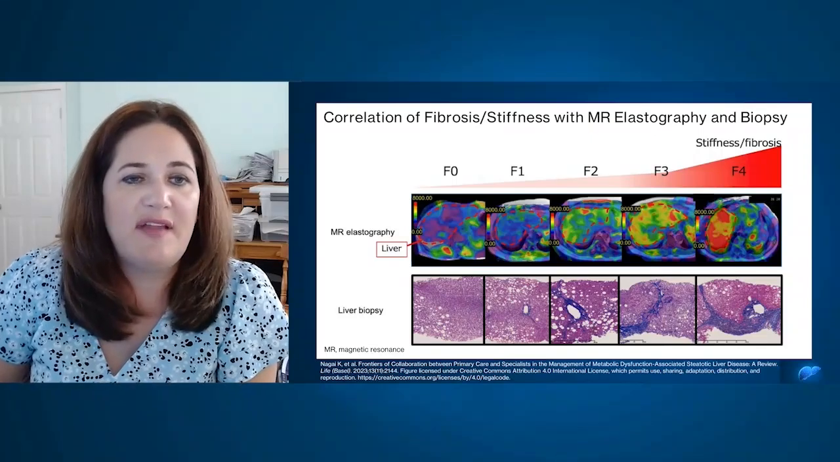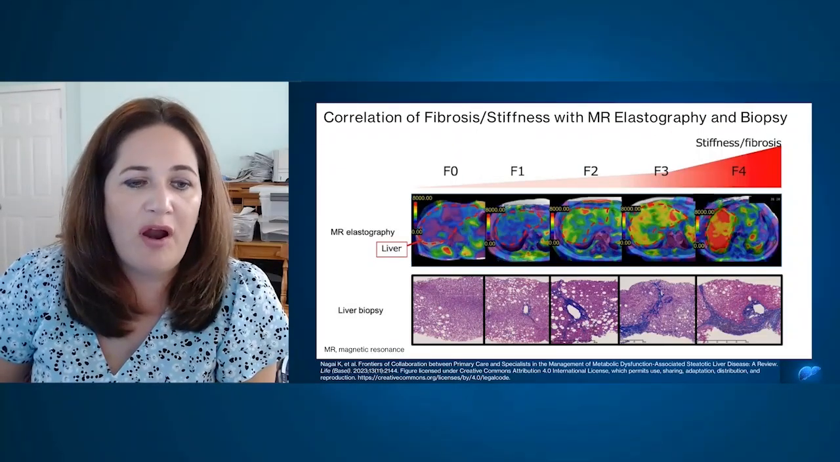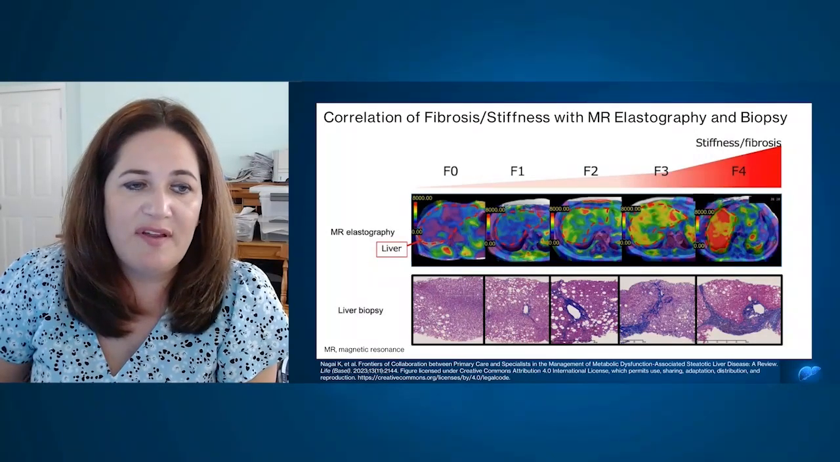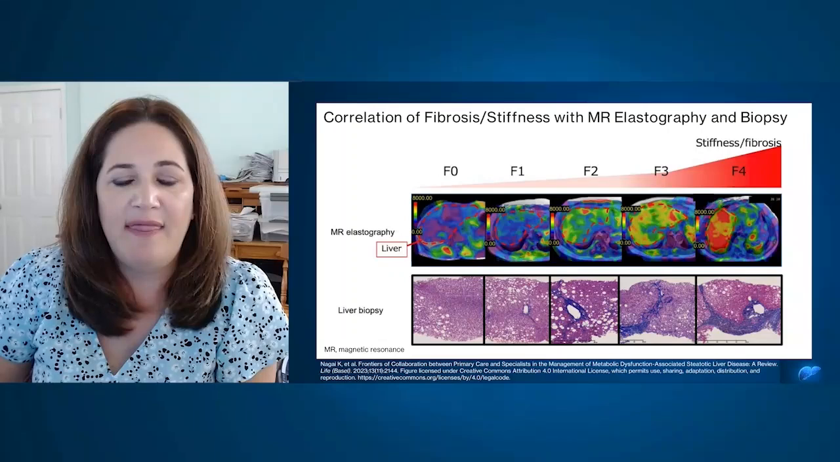This is an interesting slide showing the MR elastography and biopsy results for early fibrosis all the way up to the level of cirrhosis. And you can see how the changes are pretty significant as you get from this early stage to F2, F3, and then into F4.